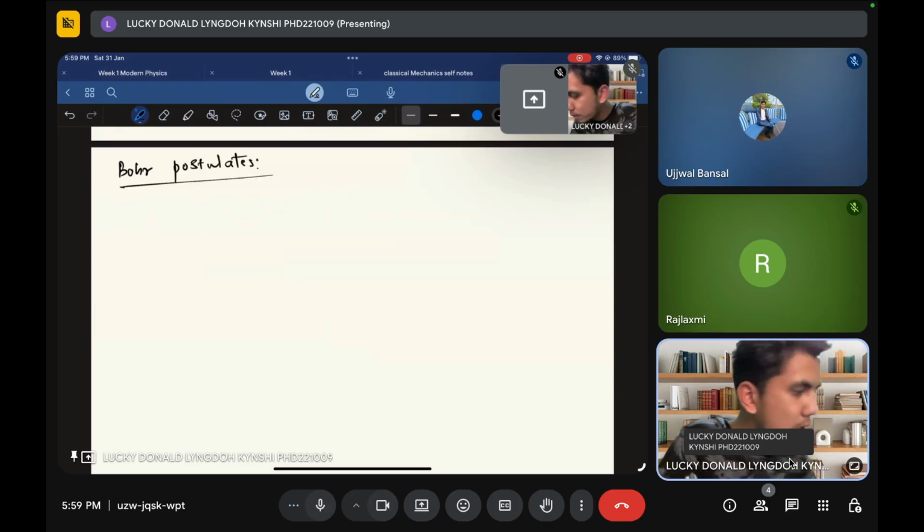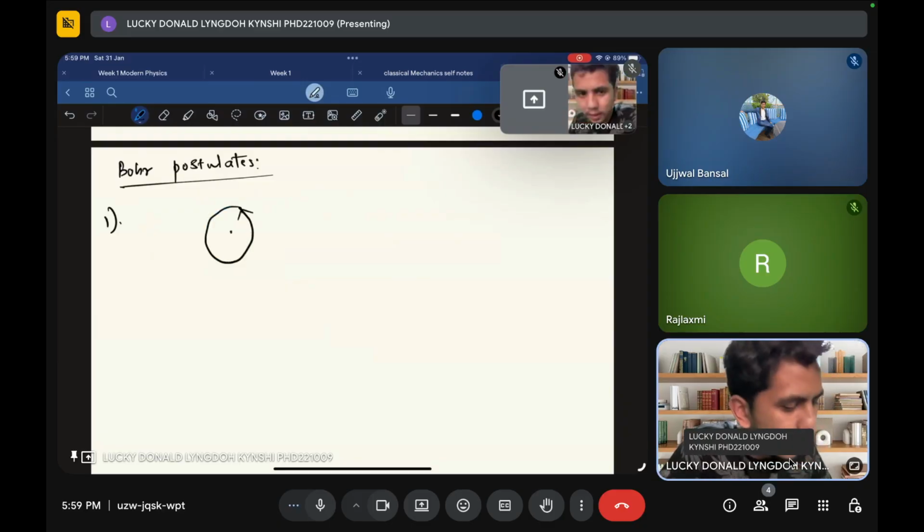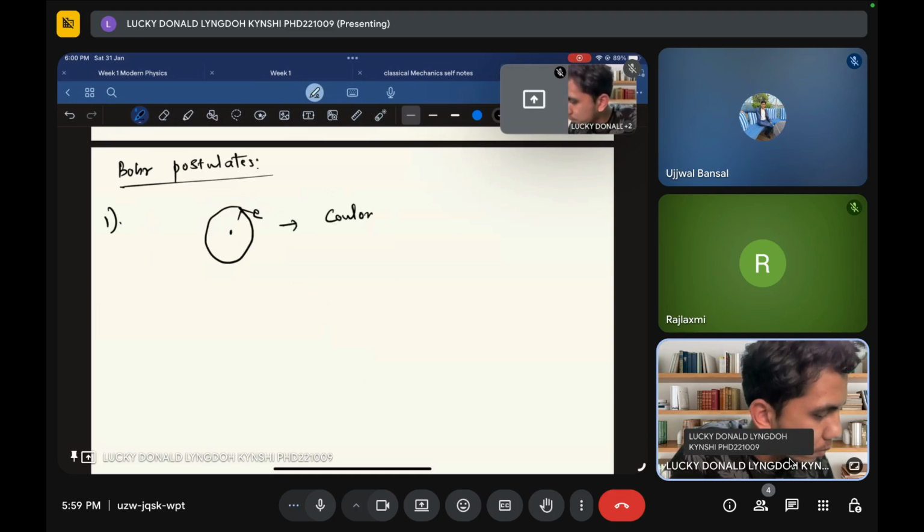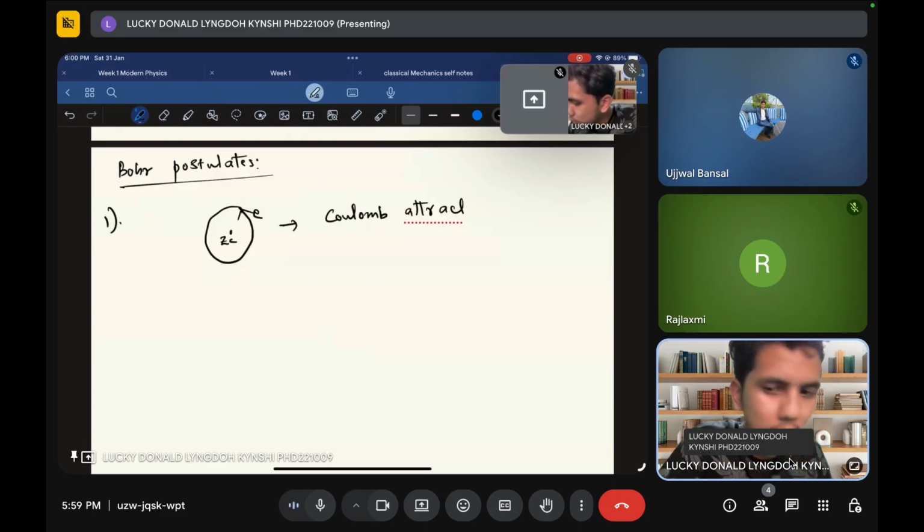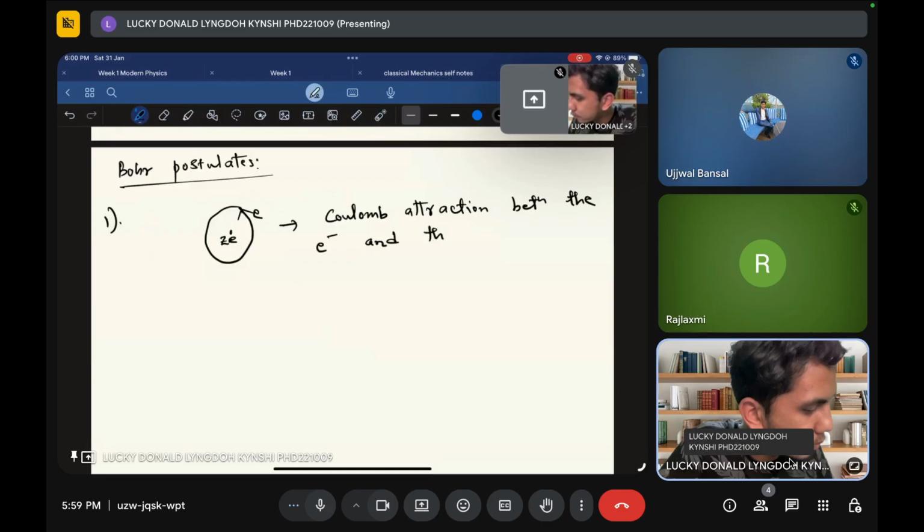What does Bohr say? Bohr says that an electron is moving in a circular orbit because of the Coulomb attraction. Suppose this is the nucleus, which has a total charge Ze, and there is Coulomb attraction between the electron and the nucleus. That is the first postulate.